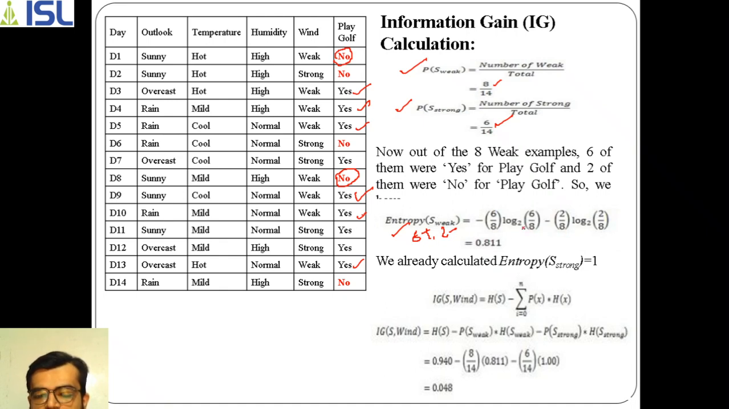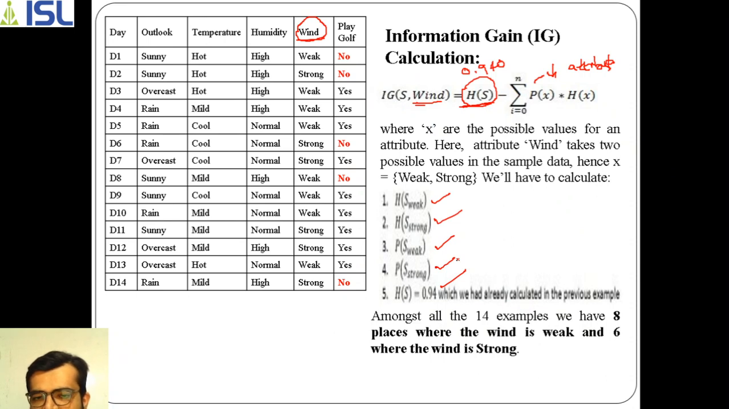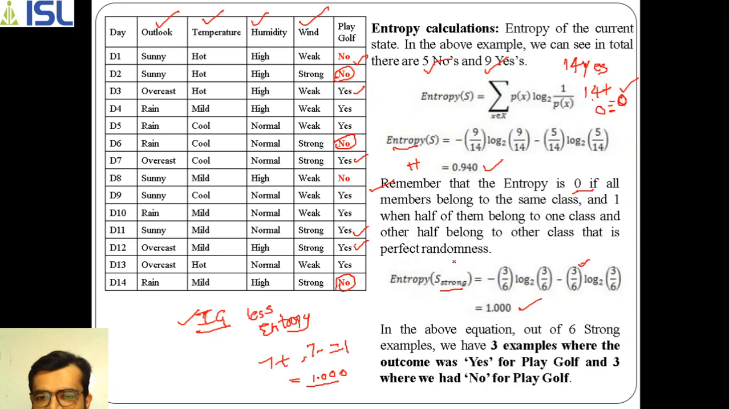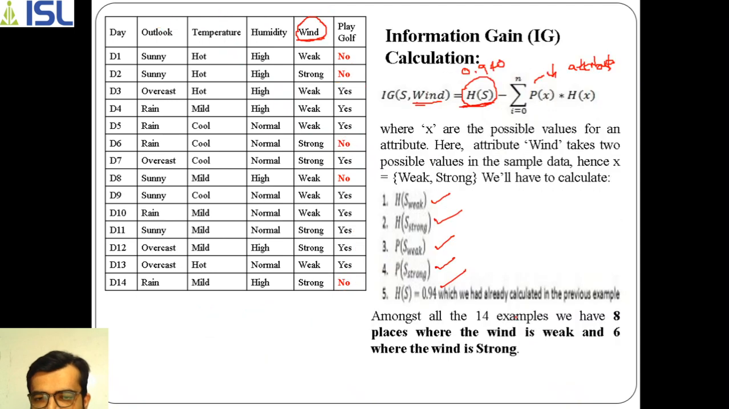Remember, it is not log, it is log to the base 2. When you use a calculator for your examination, which is compulsory for your AI exam, you have to use log 2 instead of log. If you calculate this, you will get the value 0.811. This value is the entropy of weak. We have calculated it for weak, and for strong too: entropy of strong is 1.